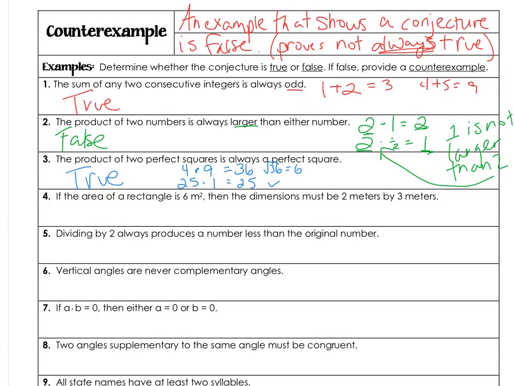All right, for number 4, the area of a rectangle is 6 meters squared. Then the dimensions must be 2 meters by 3 meters. All right, so off to the side right now, I want you to tell me if this is a true or false statement. And then if it is false, I want you to think of what a counterexample could be.